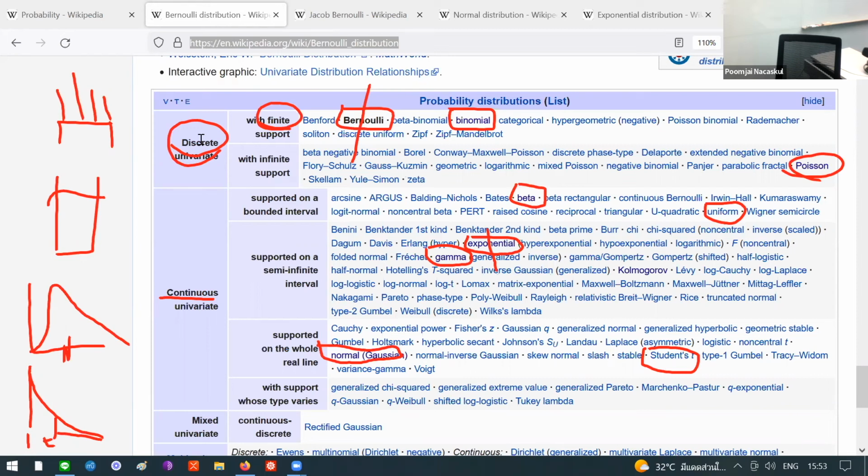Uniform is a special case of beta. So even though I told you that there were 10 of them, actually it's less. Now, if you have binomial, beta, Poisson, gamma, normal, and student T, you're okay. That covers all the situations in life.